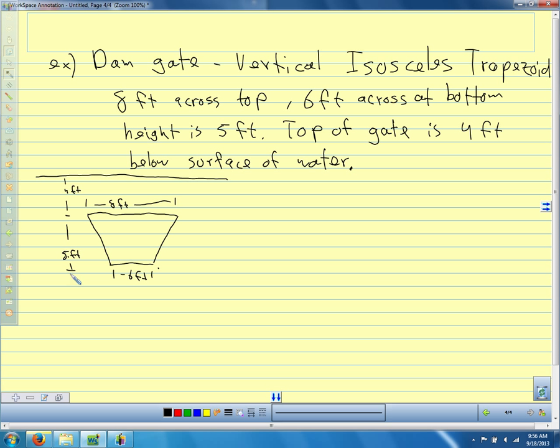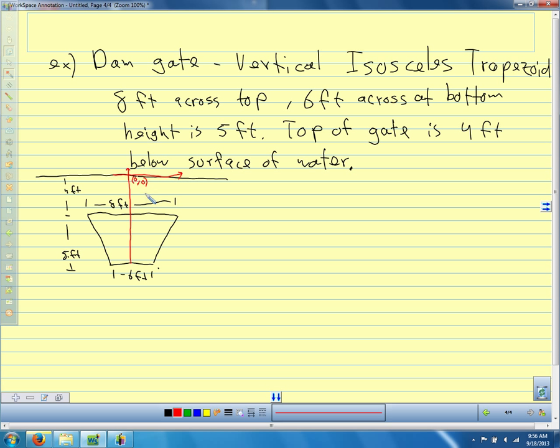So the way I thought of this is I'm going to set my axes so that the origin is at the surface of the water. So I'm going to draw my axes like so. And this is going to be x, so this point is going to be 0, 0. That's just how I set it up for this problem. So my origin's at the surface of the water, and the y-axis goes through the center of the dam.